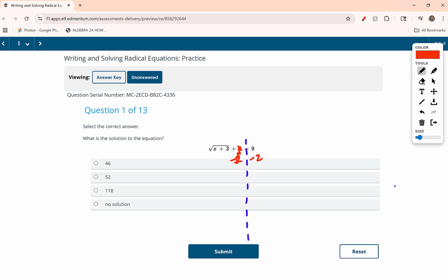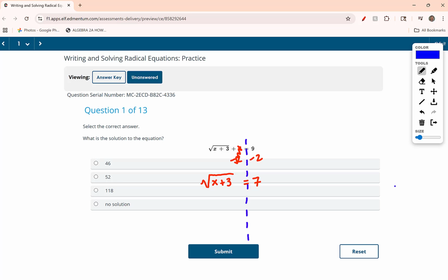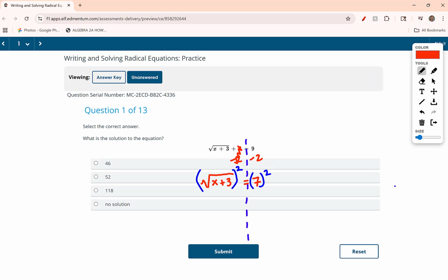The 2's cancel here. Of course, 9 minus 2 gives us 7 on the left side. So now we have the square root of x plus 3 equals 7. All right, the next step, before we subtract 3 from both sides, we need to get rid of the square root symbol. The inverse operation of a square root symbol is a square. So we're going to square the left side and we're going to square the right side of this equation.